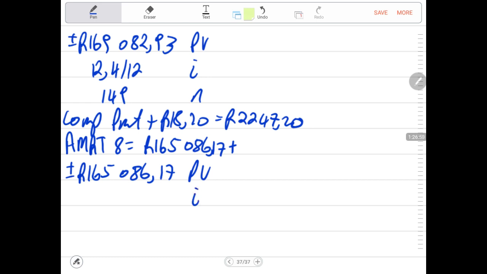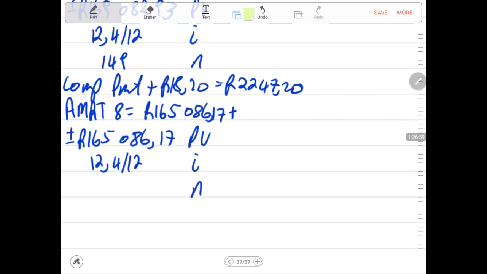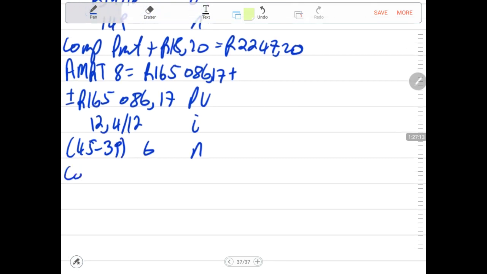Then we have interest. Our interest is 12.4 divided by 12. And our N, remember, it is 40, 41, 42, 43, 44, 45, meaning our N will be 6. It will be 45 minus 39, because we started missing from month number 40. Then what are we looking for? We are looking for the future value. Remember, there's another way to calculate this. You don't have to use this method of the future value, but this is the one that I prefer.